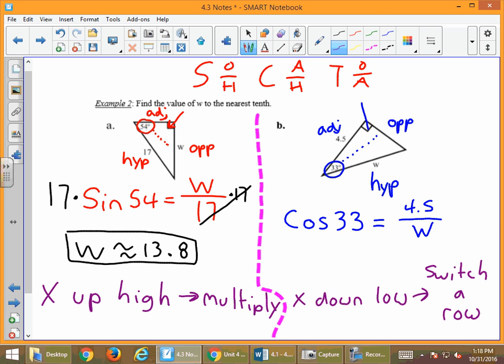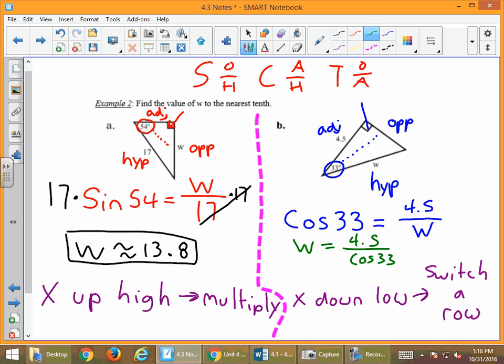All I'm going to do is just switch those. And that's ultimately what's going to be. So X down low, switch a row. Yeah, but row doesn't rhyme with row, so. The rule is for. I got that. So I'm going to switch these. So now it becomes W is equal to 4.5 over cosine 33.